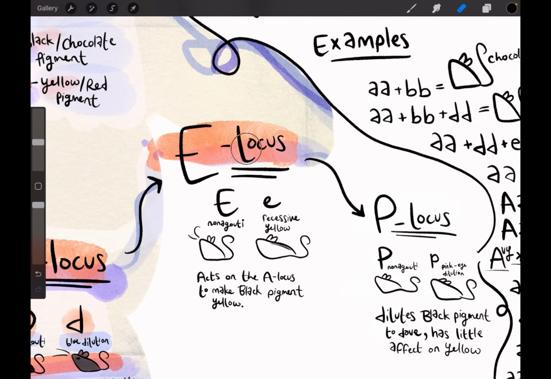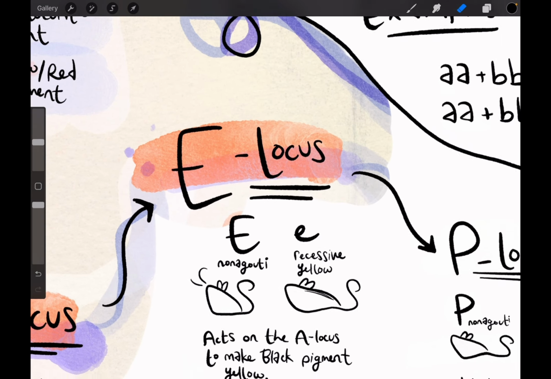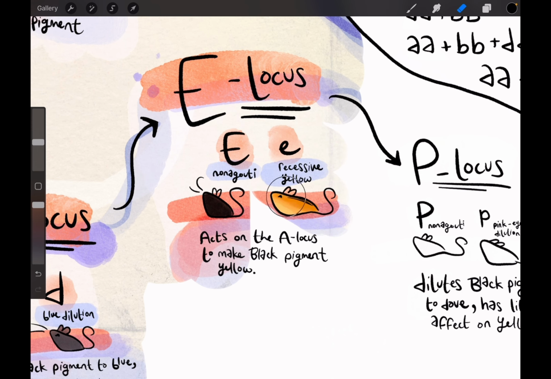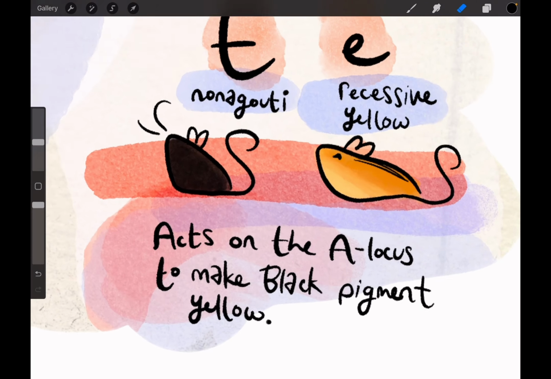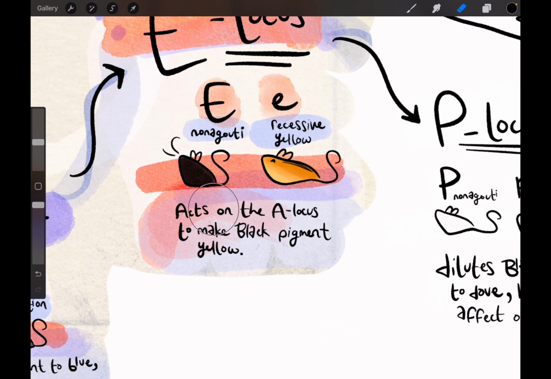That's because this locus is also called the extension locus. The reason for that is because it is known as an extension of the A locus. As you can see here, our uppercase E is our wild type, non-agouti, just black self, unmutated. But the lowercase e, recessive yellow, when homozygous, gives us a recessive yellow when on top of black self. It acts on the A locus to make black pigment into yellow.